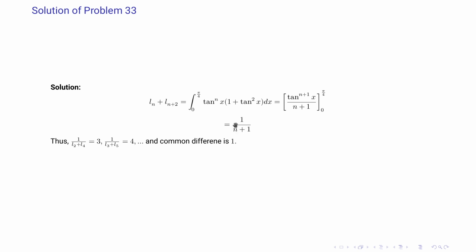So since this is 1 by n plus 1, we substitute n equal to 2. So if you substitute n equal to 2, 1 by L2 plus L4 is 3, 1 by L3 plus L5 is equal to 4, and so on. And thus we see that the common difference is 1.